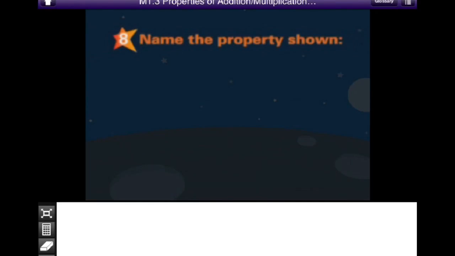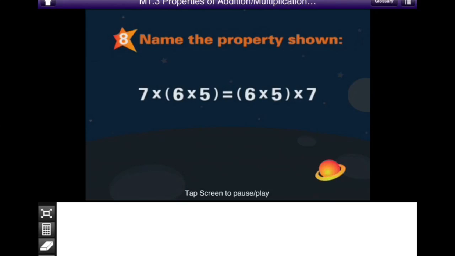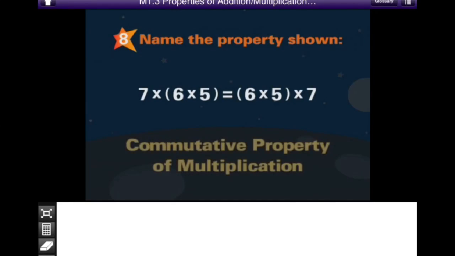In problem 8 of your lesson notes, what is this property? Okay, go ahead and look at this problem and write it down in your notes. 7 times 6 times 5 equals the quantity 6 times 5 times 7. Look at it carefully and see if you can figure out what this is. The order of the factors is switched. That's the commutative property of multiplication.